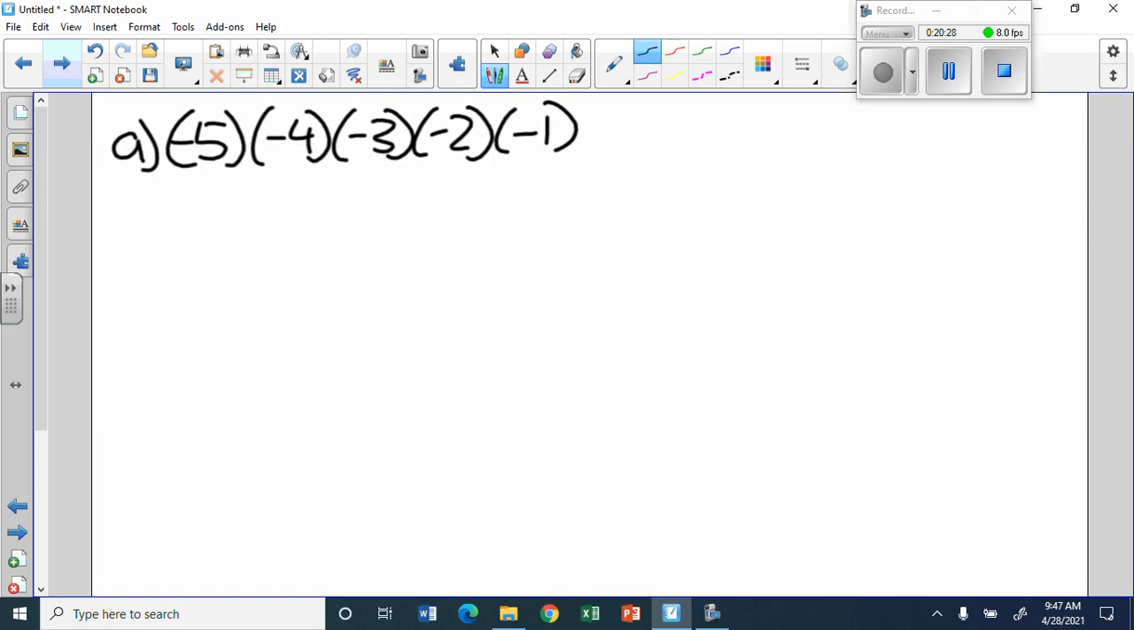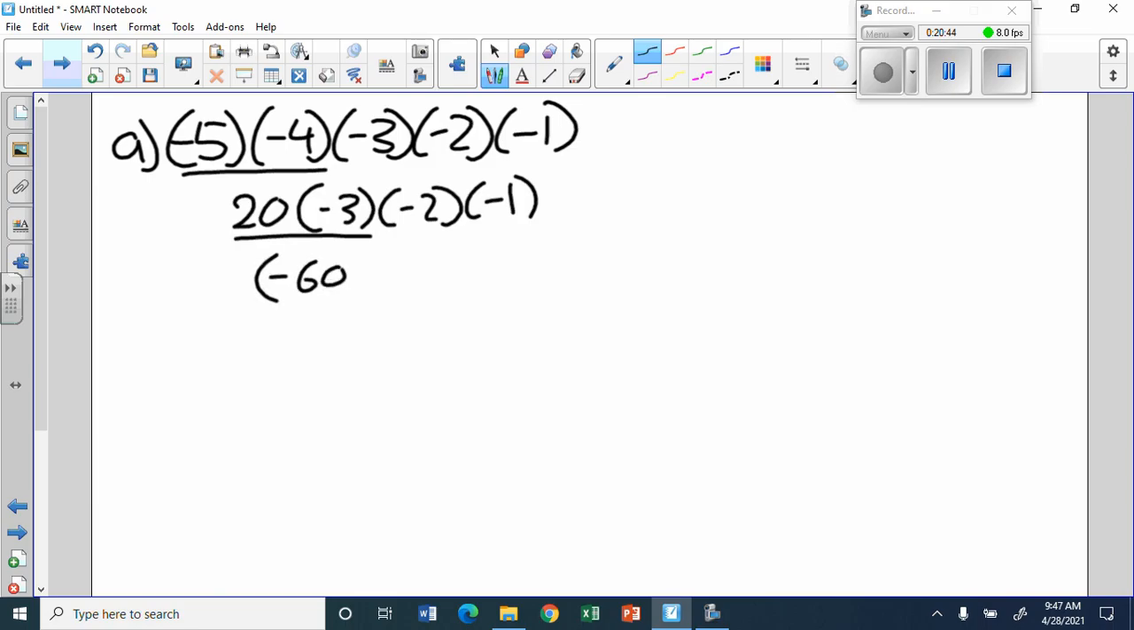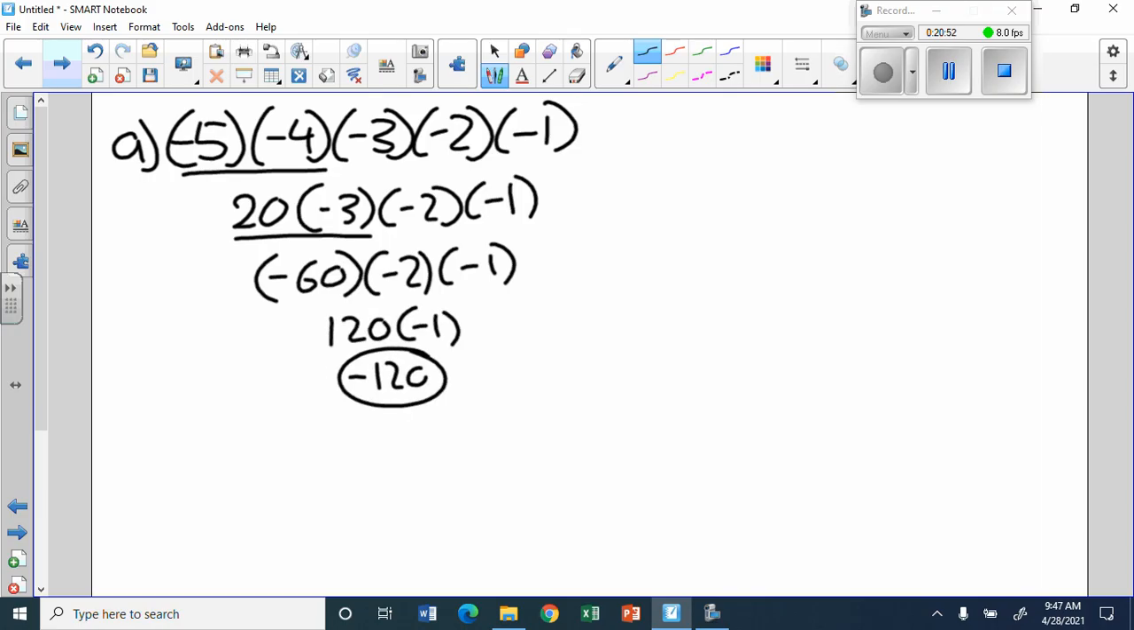First thing I'm gonna do is look at my factors. I have 1, 2, 3, 4, 5 factors that are all negative. Is my answer gonna be positive or negative? Negative. 20. Negative 60. 120. Negative 120. Now, because of the commutative property, we didn't have to go one step at a time. We could have multiplied more numbers together. But that's order of operations. That's what we got.